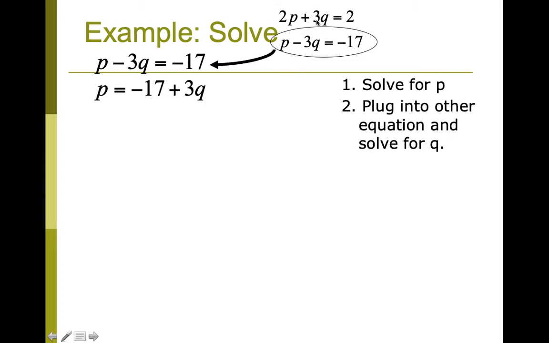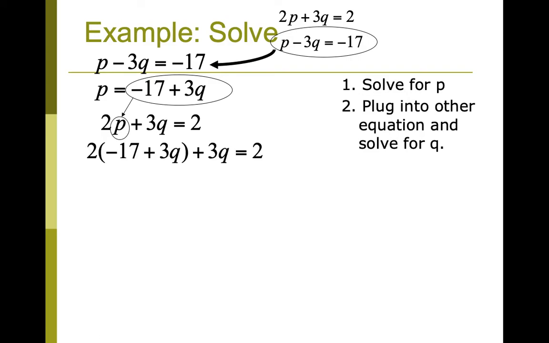But I have to multiply that times 2. Let me show you. So here's my first equation. We know that p is equal to this, so we're going to plug this into p. So there it goes. Boom. Magic, right? Now, instead of saying 2 times p, I say 2 times whatever was equal to p, and that was negative 17 plus 3q. And then the plus 3q equals 2 just comes along for the ride for now.